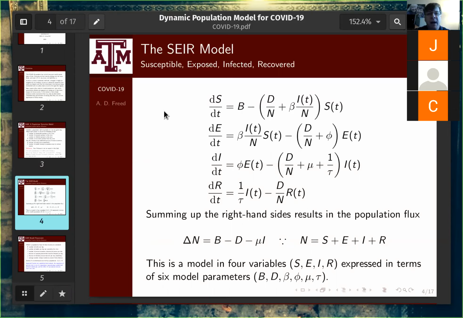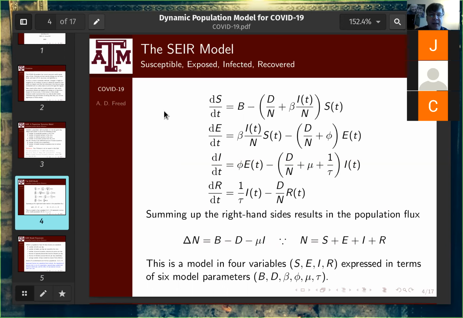In normal population models, you would look at the terms on the right-hand side of these differential equations, however many you have, and you'd add them all up and they would go to zero. The sum would go to zero, which means that you are conserving your population. But this model doesn't conserve the population.